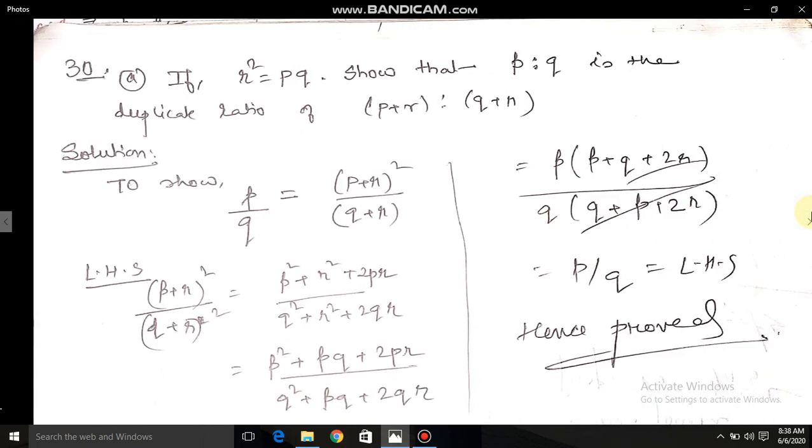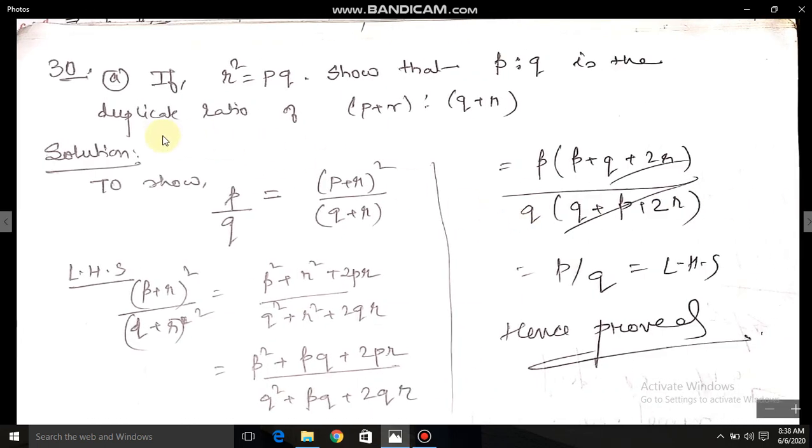Now let us move to the next sum, which is number 30. Now this kind of sum is very important. You need to understand the question. Okay, see, it's given if r square is equal to pq, show that p is to q is the duplicate ratio of p plus r is to q plus r. This is the duplicate ratio of this one. That means we'll have to find the duplicate ratio of p plus r is to q plus r.